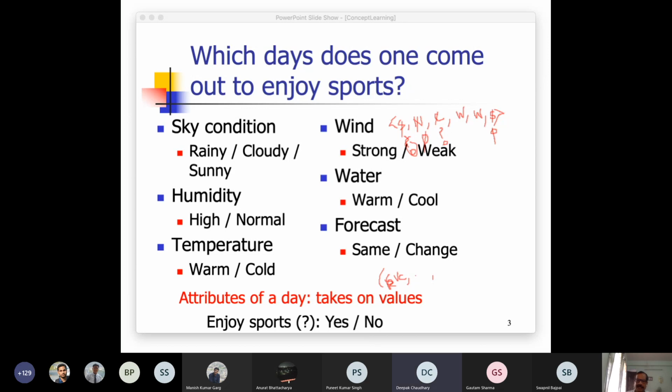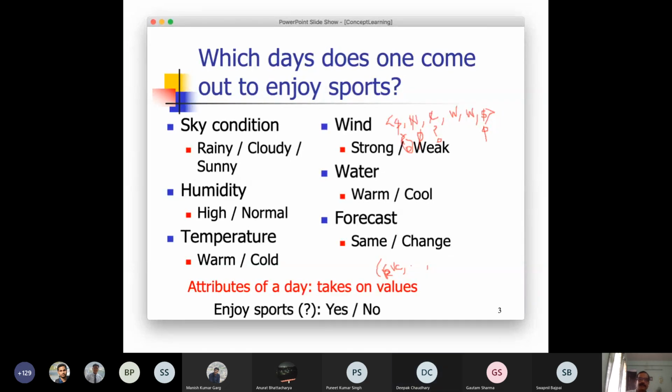Sir, the first time you wrote the hypothesis, the wind is strong, but here you wrote weak. Then there will be no record for this. I don't understand that part. What are you saying? I wrote strong in the hypothesis. Can you explain once again?